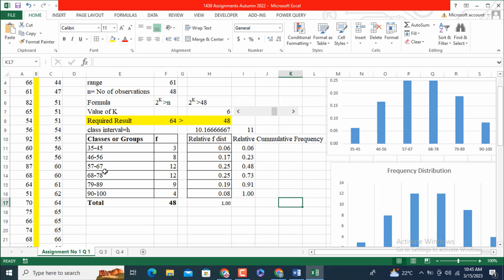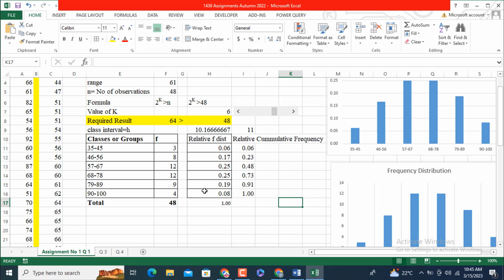Now the second step is to determine the relative frequency distribution. How can you determine this? Divide each value of the frequency distribution by the total value, meaning 3 divided by 48, 8 divided by 48. You will get the column of relative frequency distribution. The sum is equal to 1.